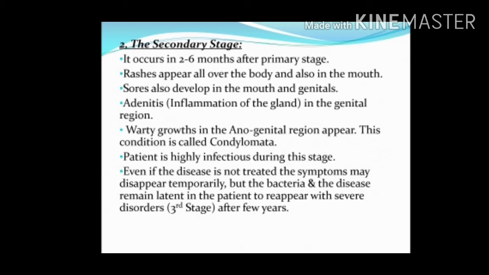Sores means painful red patches. They appear mostly in the mouth and genital areas. Adenitis. Adenitis means inflammation of the glands in the genital region. Warty growths in the anogenital region appear. This condition is called condylomata.